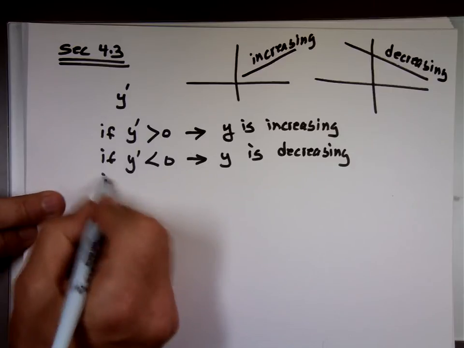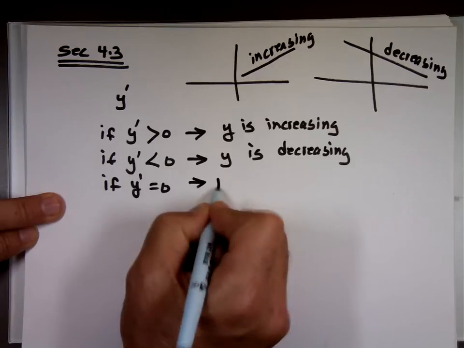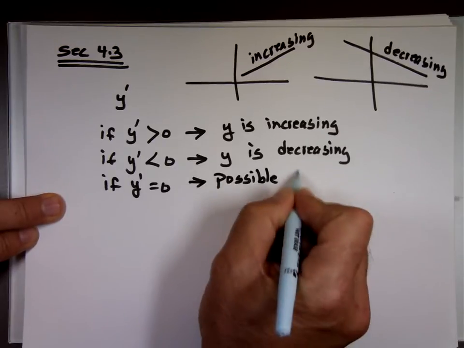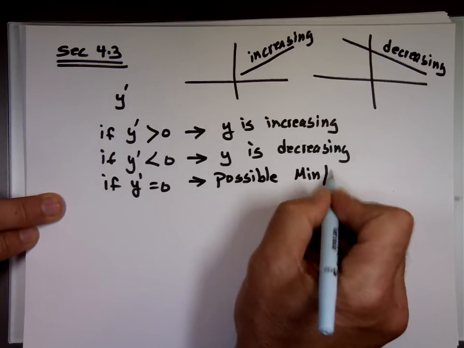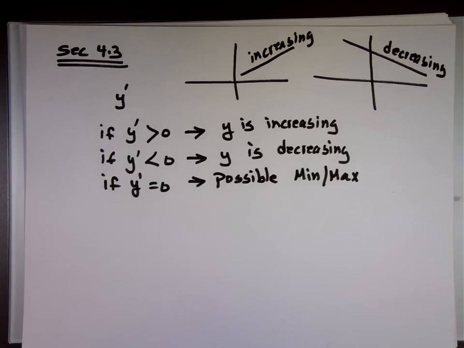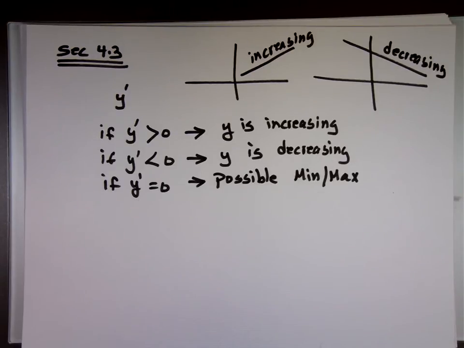And where the derivative is 0, that's what we call possible min-max points. I didn't say definitely, possible. When I say min-max, I'm not talking about absolute. Could be absolute, could be local. But if you're going to have a min or a max, they're going to be where the derivative is 0. That's the application of the first derivative.